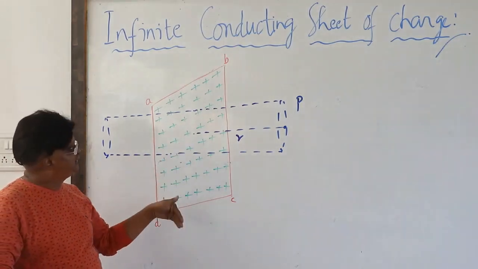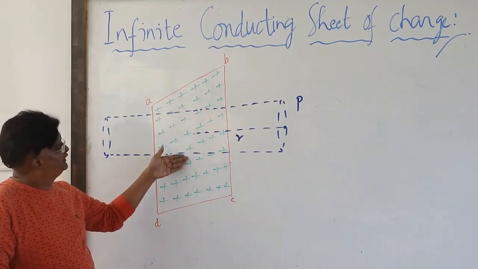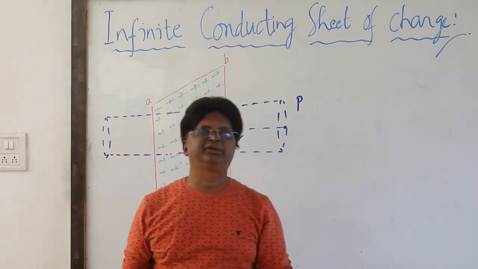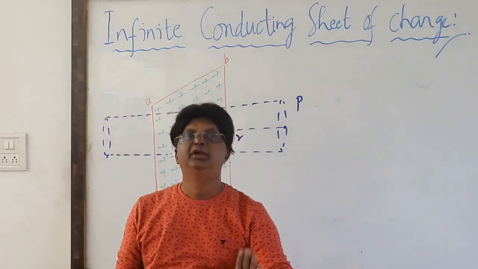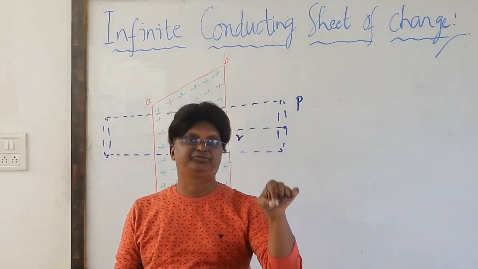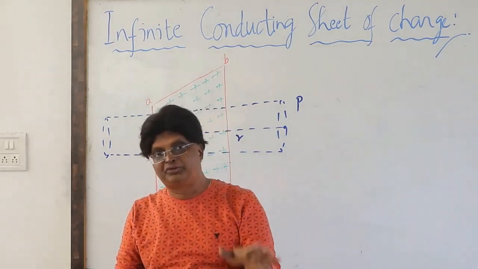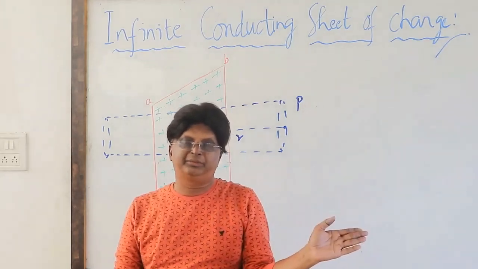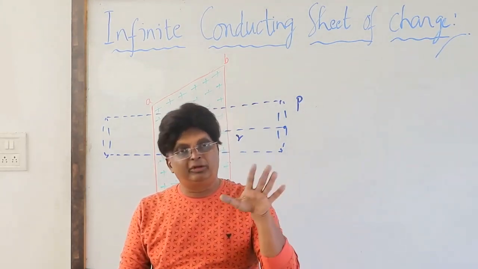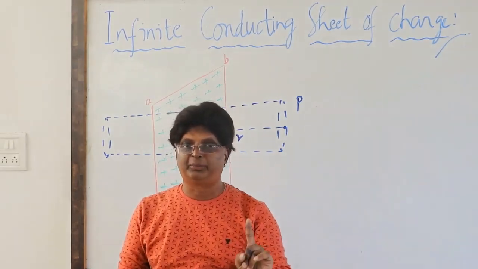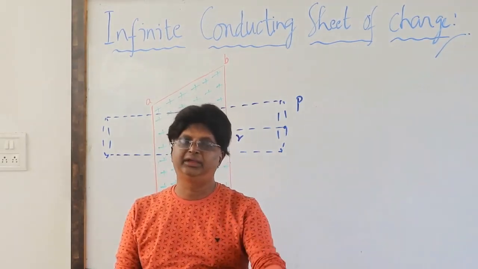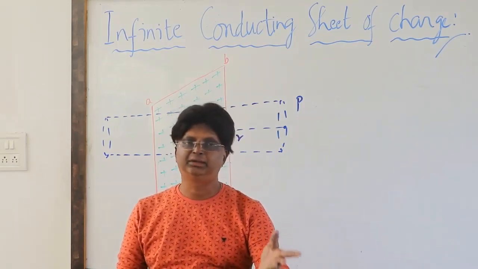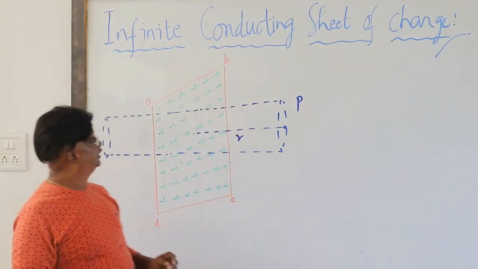Now, to find the intensity, we imagine a Gaussian surface passing through the point P. Whenever we construct a Gaussian surface, it should enclose the system of charges and should pass through the point of observation where the intensity is found. These are the things we explained earlier. The Gaussian surface should pass through the point of observation where we are finding the intensity and enclose the system of charges due to which the intensity arises.